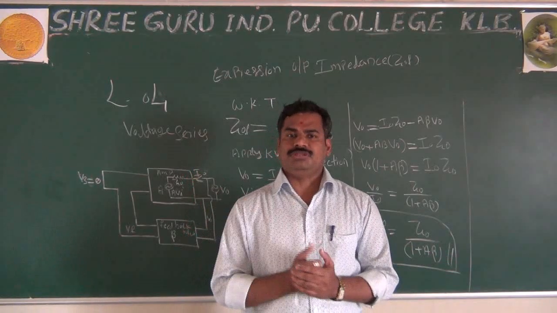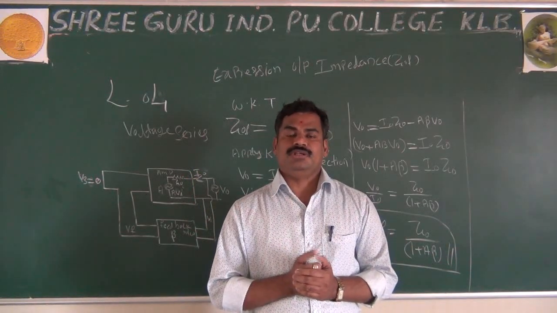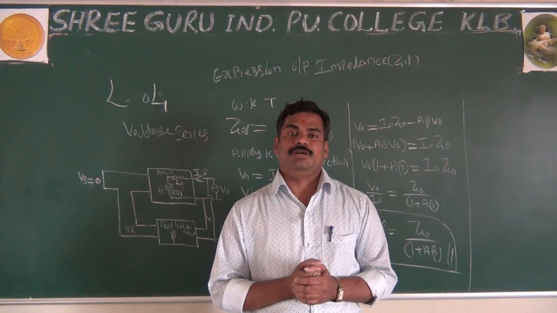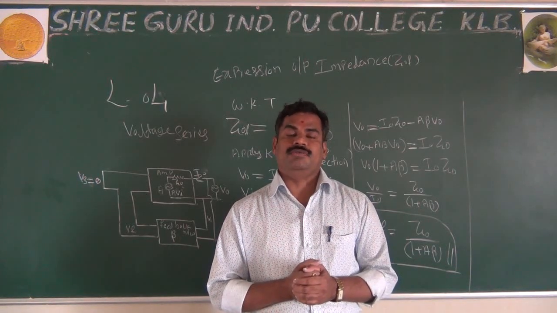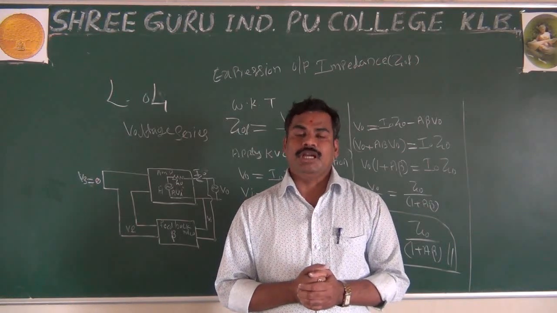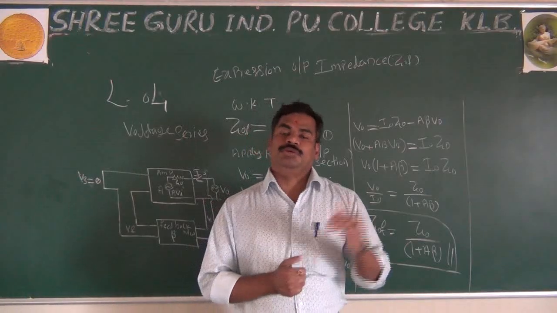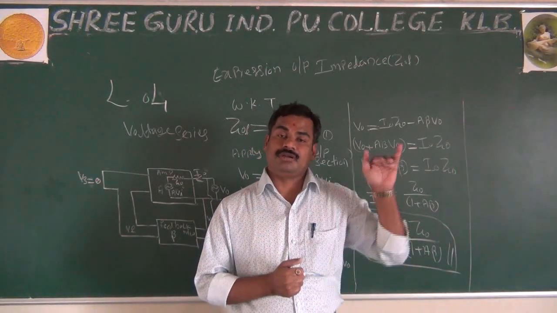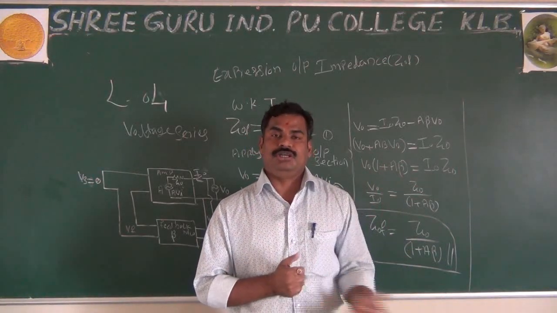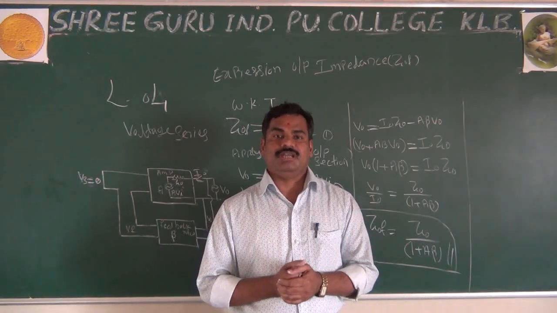As you have seen in the derivation, we used the voltage series feedback topology. If you use negative feedback in amplifiers, we can increase the input impedance by 1 plus A beta times. In the same way, if you use negative feedback in amplifiers, you can reduce the output impedance by 1 plus A beta times.